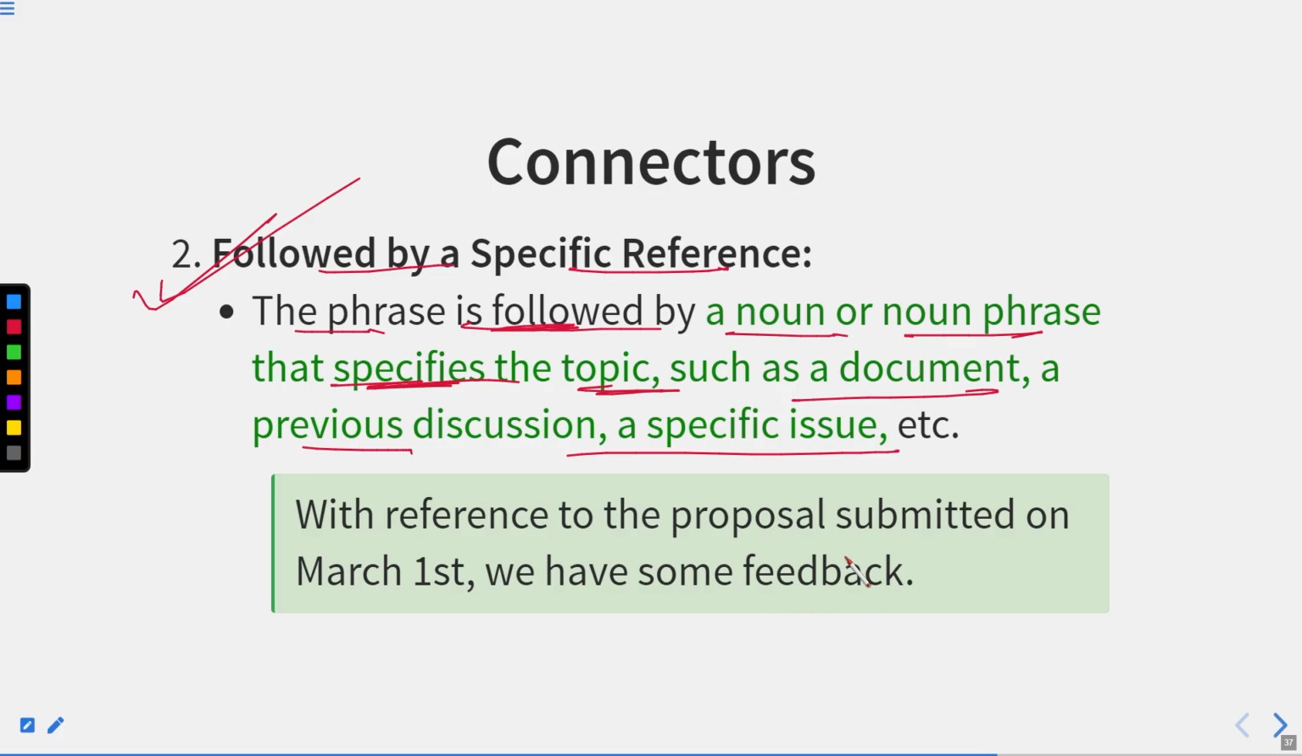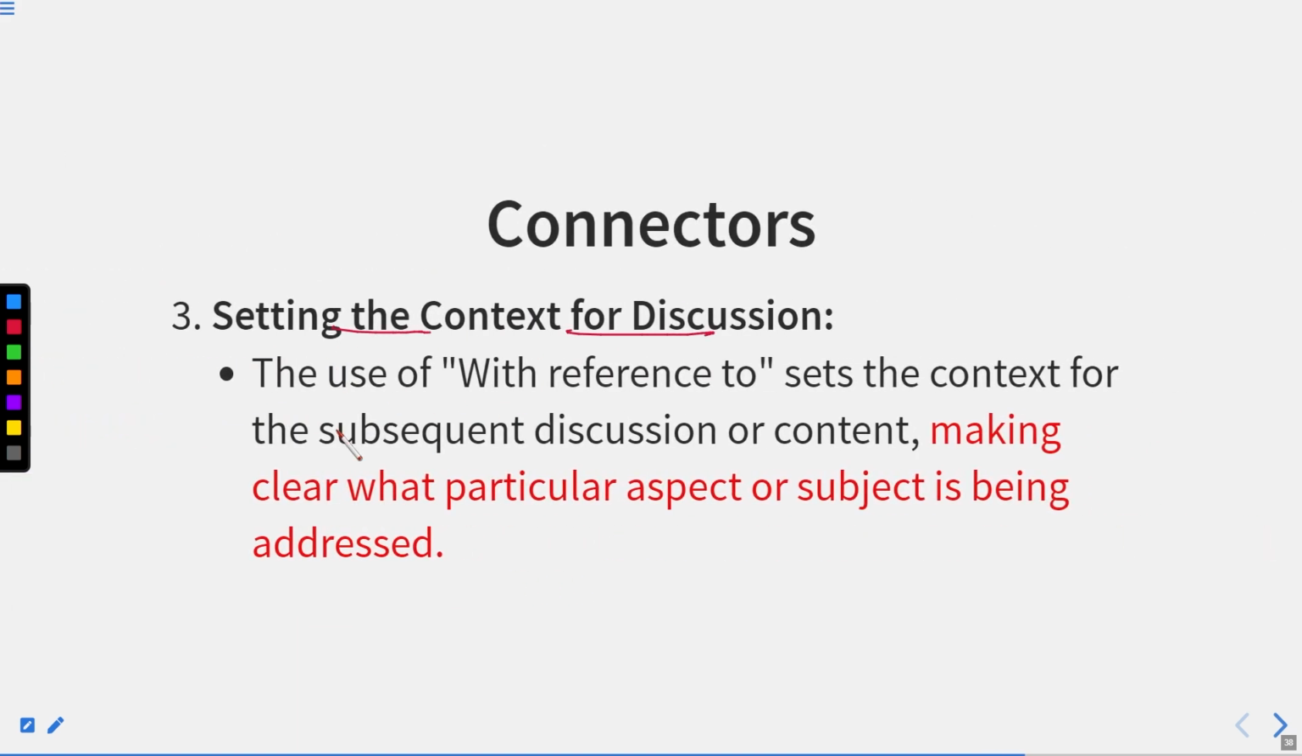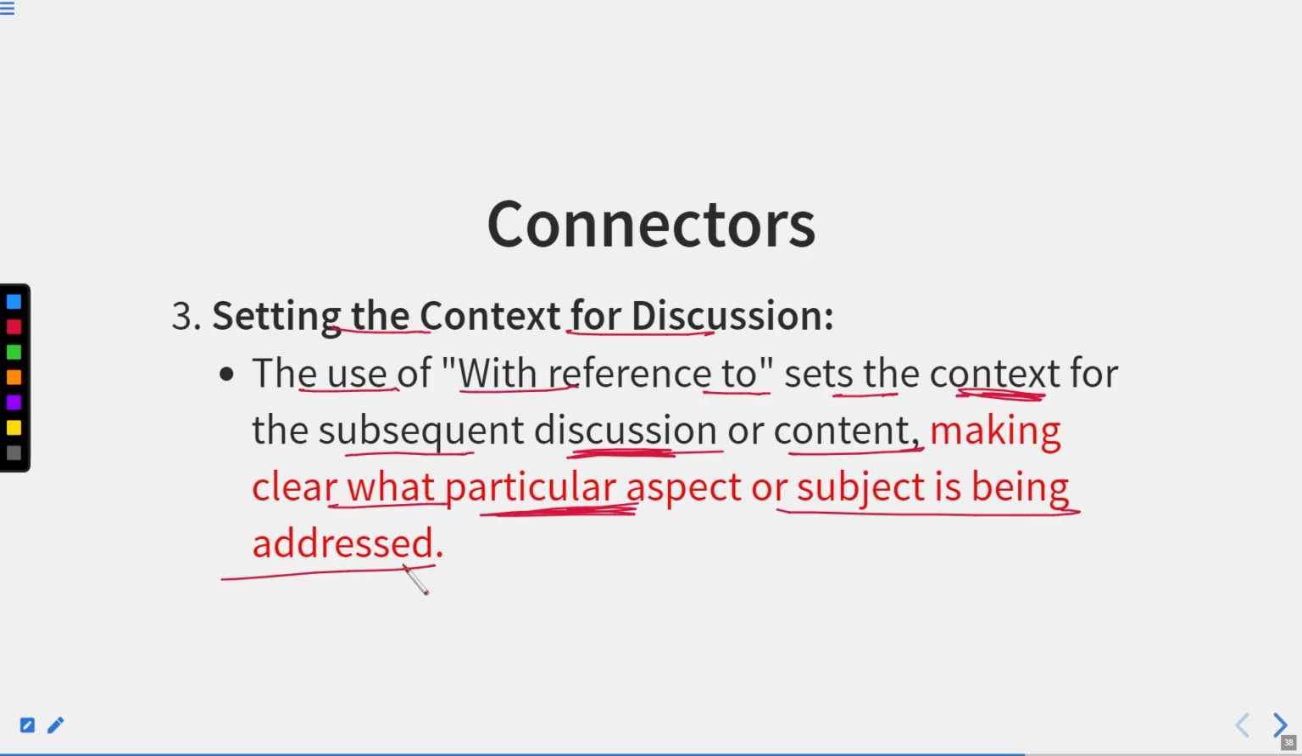With reference to the proposal submitted on March 1st, we have some feedback. So it is referring to the proposal submitted on the 1st of March. Now, setting the context for discussion. The use of "with reference to" sets the context for the subsequent discussion or content, making clear what particular aspect or subject is being addressed. It means what the discussion is about. It is about this, with reference to this thing.